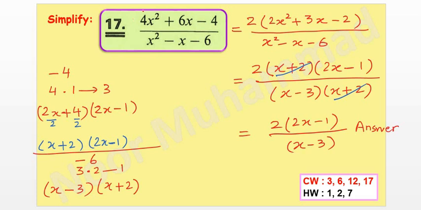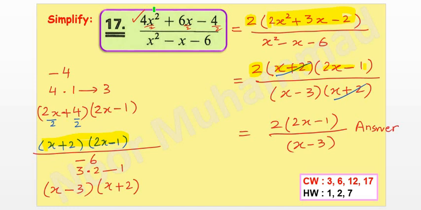First of all, in the numerator we can pull out the GCF, that is 2. So divide this one by 2, it will give you 2x squared. Divide this one by 2 and divide this one by 2. So finally we are getting 2x squared plus 3x minus 2. Then I factorized this bracket using the AC method, and I got x plus 2 into 2x minus 1, and the numerator is replaced by its factors. The first factor is 2, the second factor is x plus 2, and the third factor is 2x minus 1. So the three factors are here.